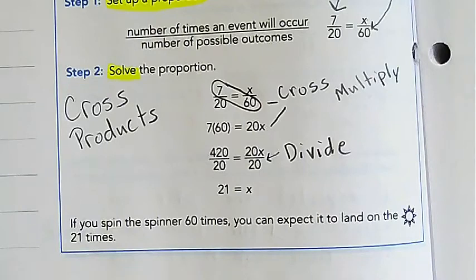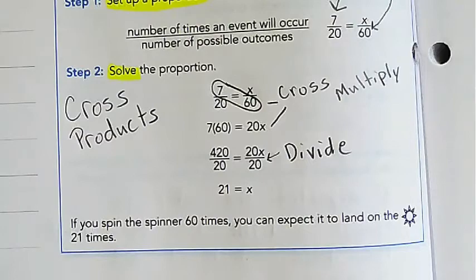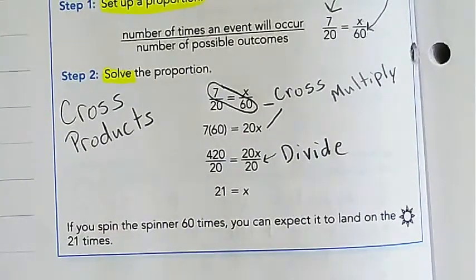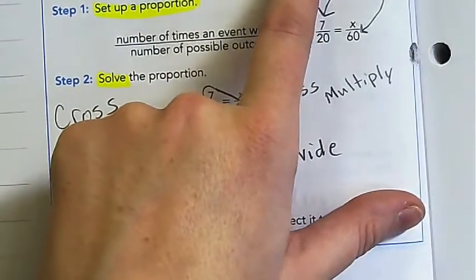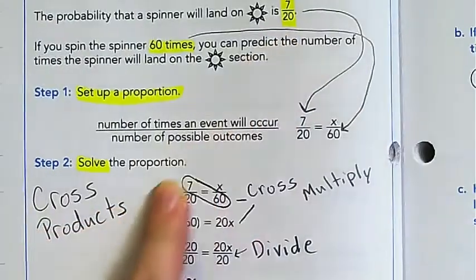The more we practice with this, the better understanding we'll have. So on the next page, that's what we're going to do. We're going to do a bunch of practice with this. We'll do number 1A together, and then you will do B and C and D in your groups. So we're going to be following these same steps. Set up the proportion using the probability, and then solve it. Next page.